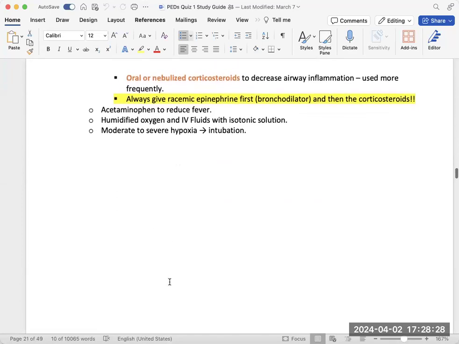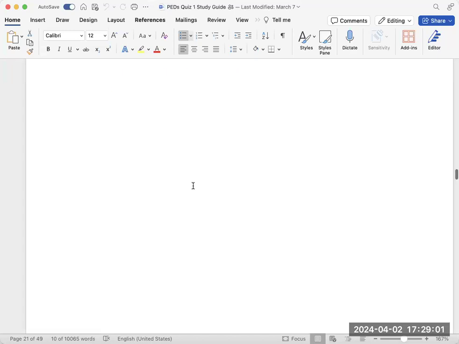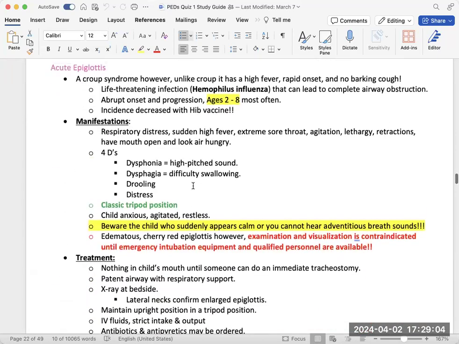Acetaminophen if they have a fever, right? We already said humidified oxygen, IV fluids with isotonic solutions, and if they have moderate or even severe hypoxia, it could lead to intubation. Any questions? Okay, so like I said, we already talked about key takeaways, but since I already mentioned medications, definitely go back into the chart and look over some of those medications that I talked about before if she mentions them.